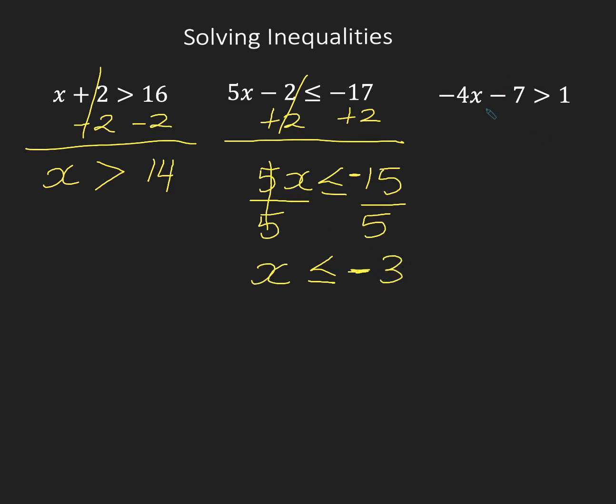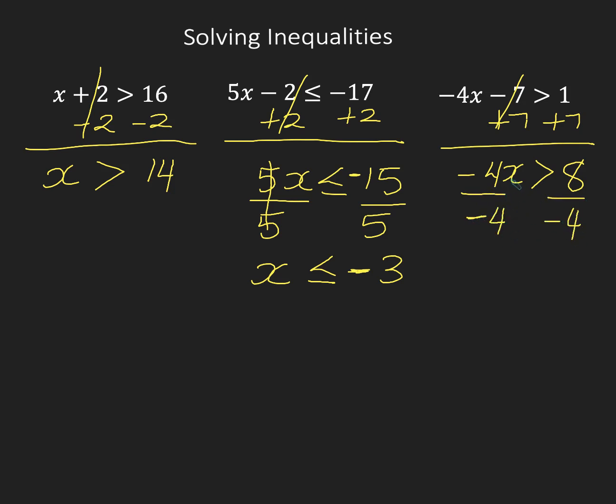I have another two-step, but this one is a little bit different from the second one. With the 5x minus 2, my variable was positive. Over here, my variable is negative. But let's continue to solve for x. I'm going to eliminate the 7, so I'm going to add 7 to both sides. That's eliminated. I have negative 4x is greater than. 1 plus 7 is 8. Now solving for x, I have to divide both sides by negative 4.